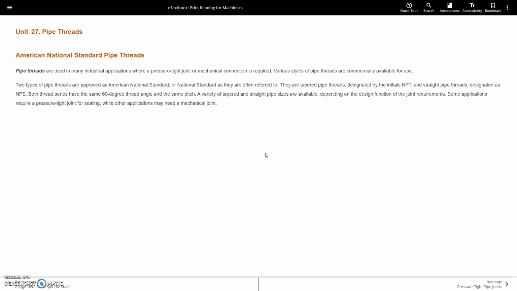Two types of pipe threads are approved as American National Standard, or National Standard as they are often referred to. They are tapered pipe threads designated by the initials NPT and straight pipe threads designated as NPS. Both thread series have the same 60-degree thread angle and the same pitch. A variety of tapered and straight pipe thread sizes are available, depending on the design, function, and joint requirements. Some applications require a pressure-tight joint for sealing, while other applications may need a mechanical joint.